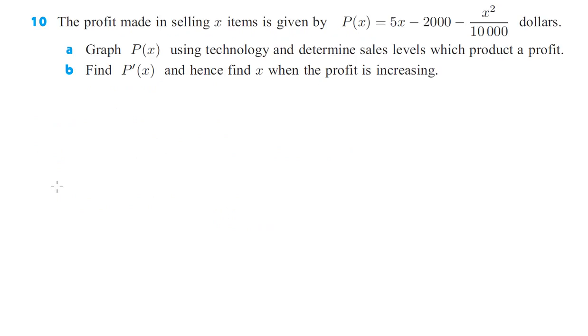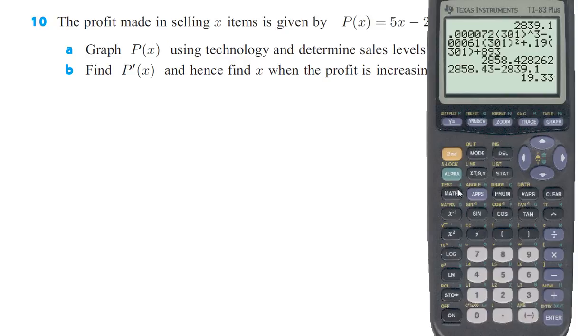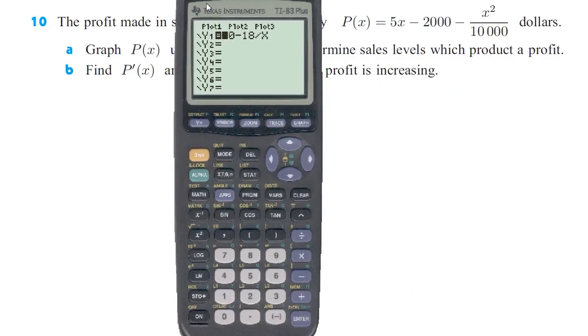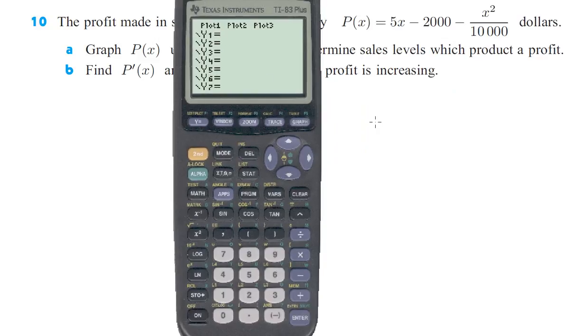Last one is number 10. Okay. Profit made in selling x items is given by this. Graph P of x using technology and determine sales levels which produce a profit. So let's put this thing here into the graphing calculator and graph this thing. So we got 5x minus 2,000 minus, and then we have x squared divided by 10,000.